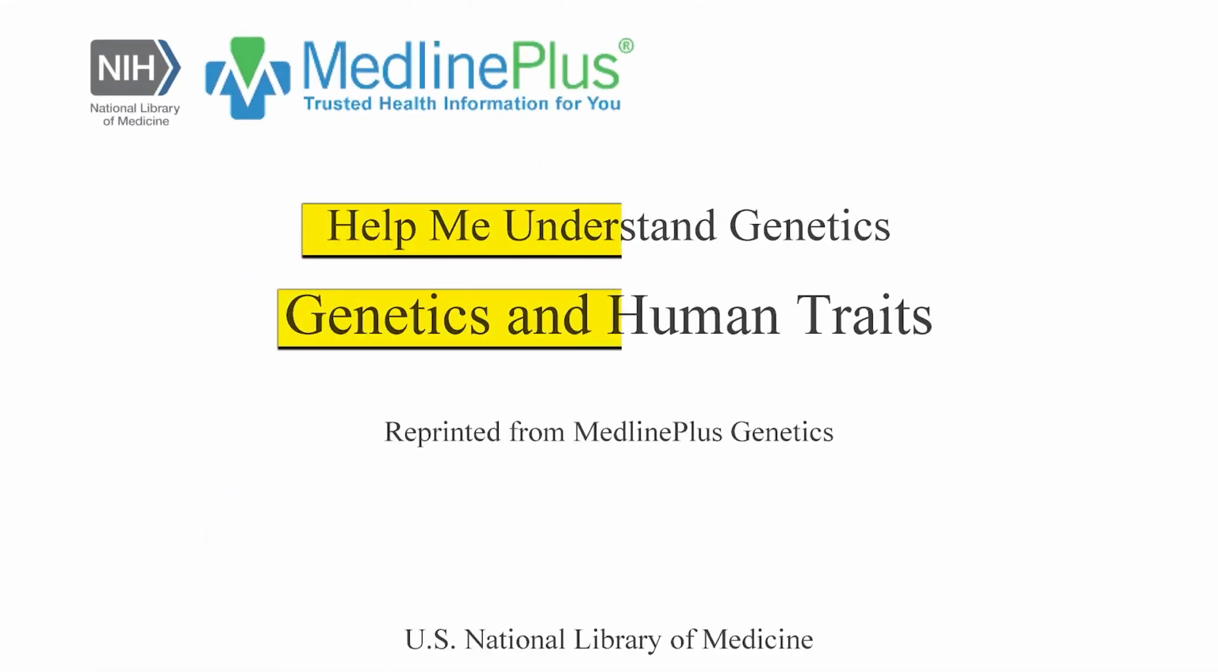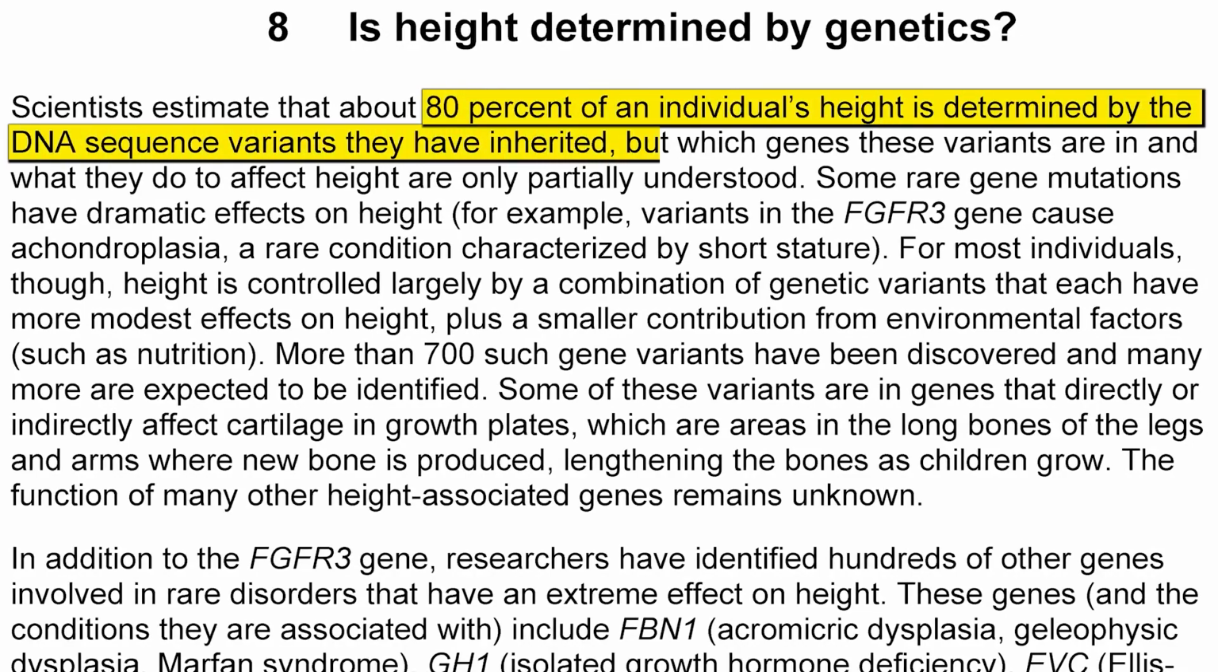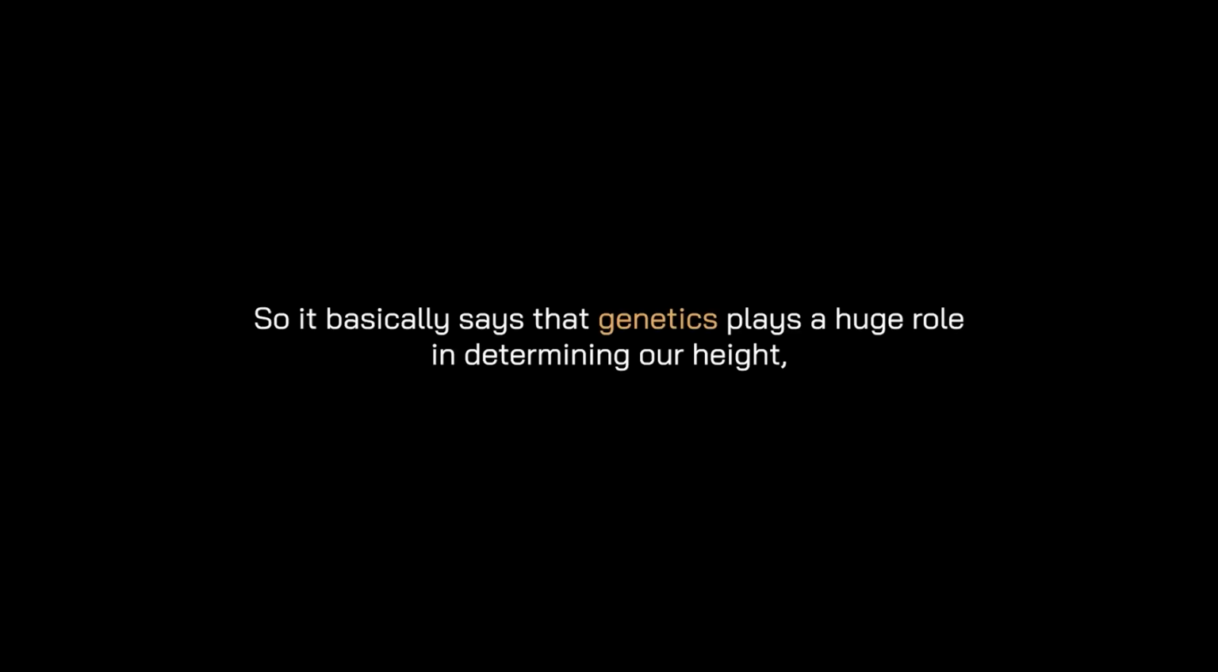As it says in a study about the role of genetics on height, 80% of an individual's height is determined by the DNA sequence variants they have inherited. But which genes these variants are in and what they do to affect the height are only partially understood. So it basically says that genetics plays a huge role in determining our height, and I won't be able to dig deeper in this topic because it's a very complicated topic.